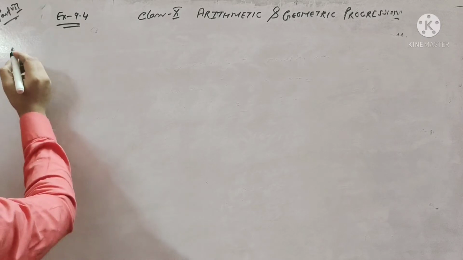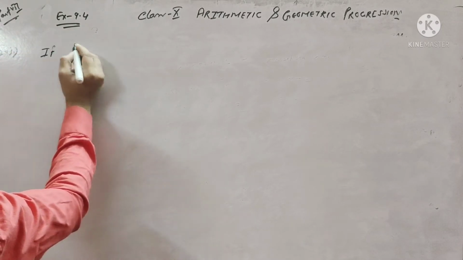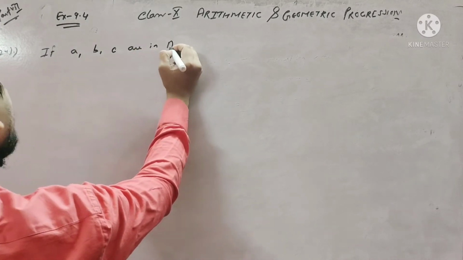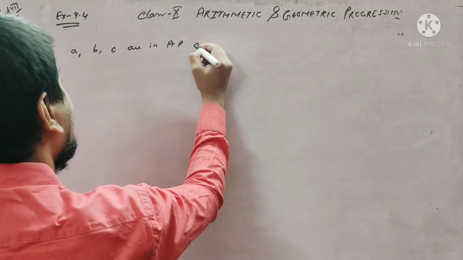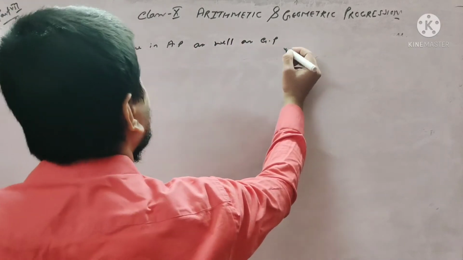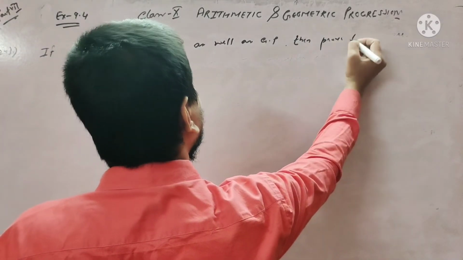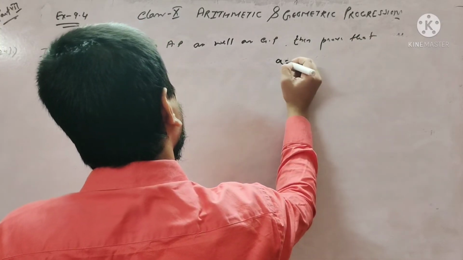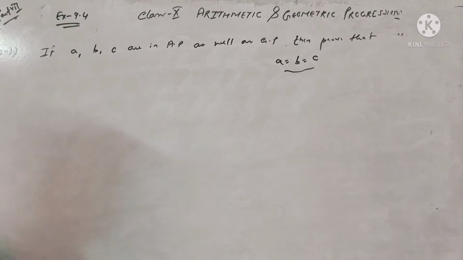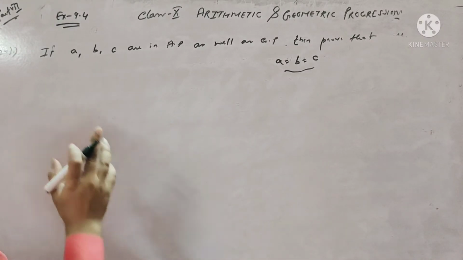Okay, question number 24(1). If A, B, C are in AP as well as GP, then prove that A equals B equals C, that means the values of A, B and C are equal if these numbers are in AP and also in GP. Okay.